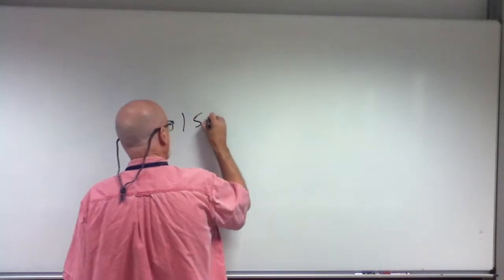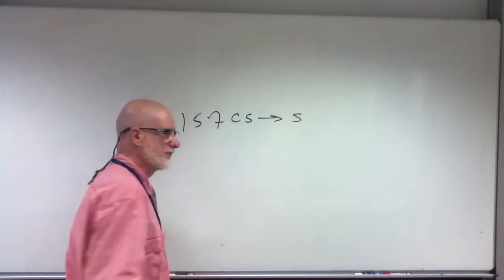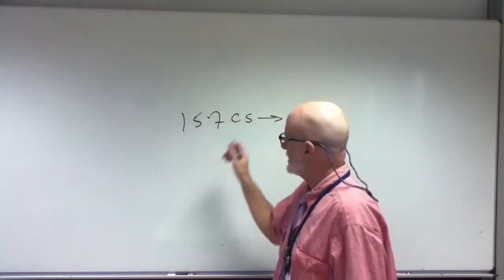Now, let's look at another one. That should be pretty easy. I can't do all of these. All right, this is a good one. This is actually the one I thought I was doing originally. So 157 centiseconds. Okay? Small c is centi.